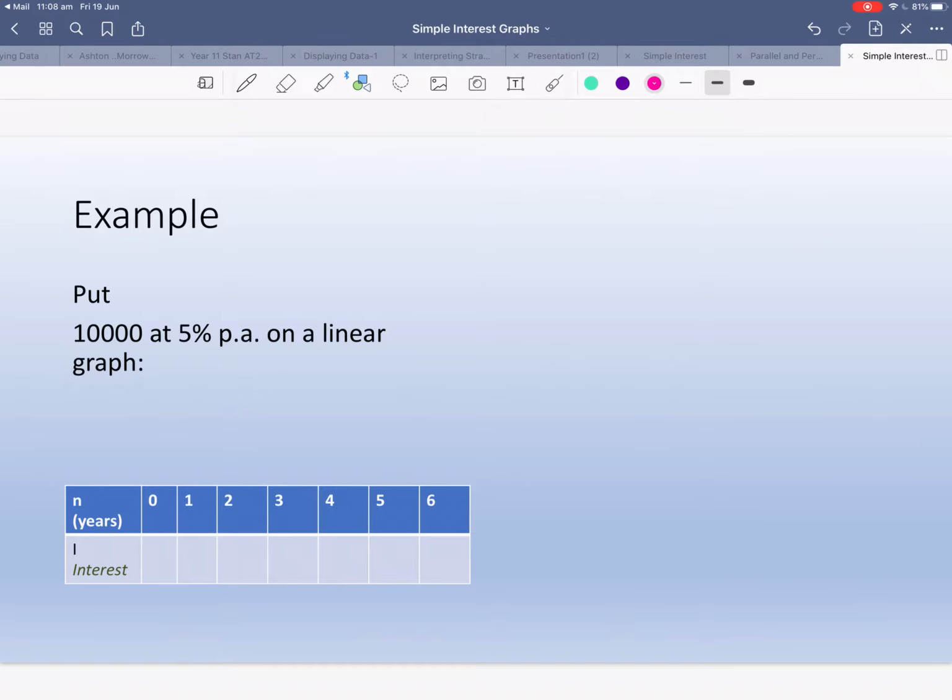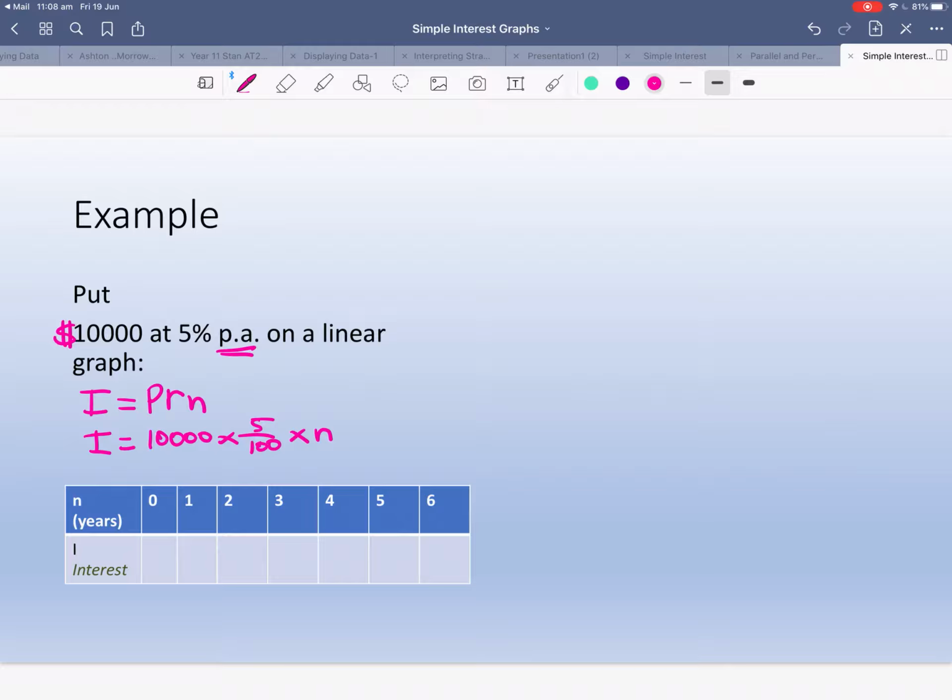Okay, so we have $10,000, we should put a dollar sign, at 5% per annum. That means per year, on a linear graph. First thing I'm going to do is put my simple interest formula. Okay. Now, I've only got two things, so I'm going to rewrite this. Our principal is 10,000, so I'm going to go 10,000 times our interest rate, which is 5. I'm going to put 5 over 100 for this one. And then it goes times n.